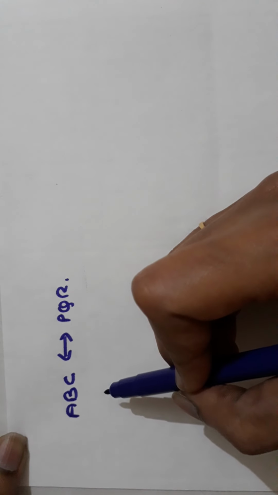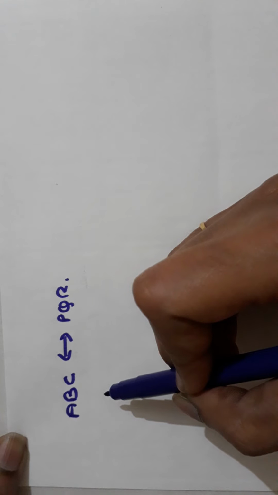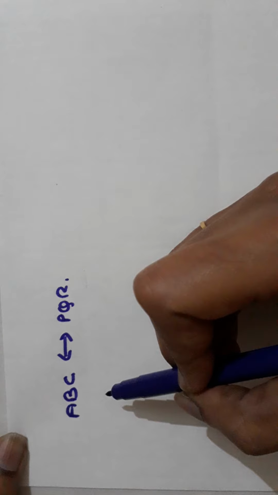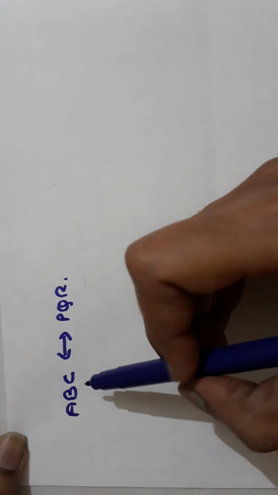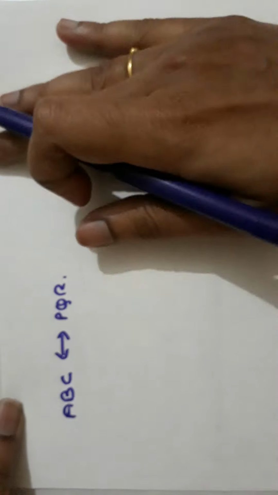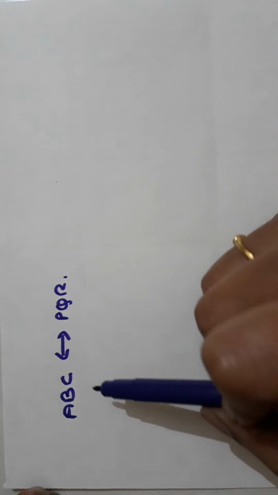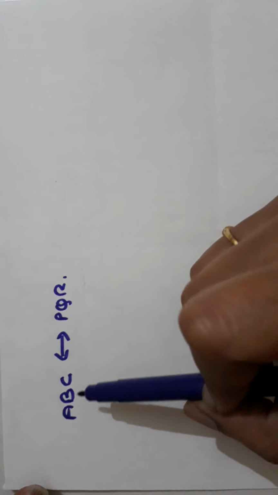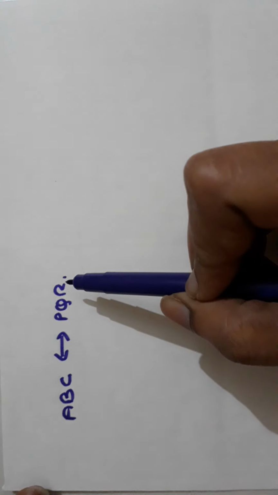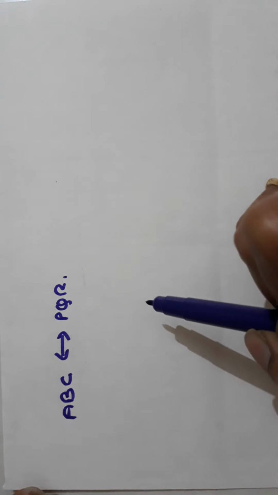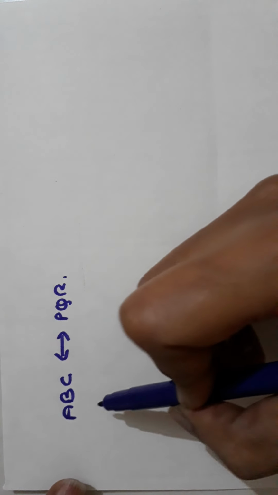So we have seen what are congruent figures, congruency between two triangles and correspondence. Now if we know the correspondence between two triangles, then we can easily write the congruency between the two triangles. For example, given two triangles ABC and PQR, and the correspondence between the two triangles is given by ABC corresponds to PQR, then how can we write the congruency between the two triangles?